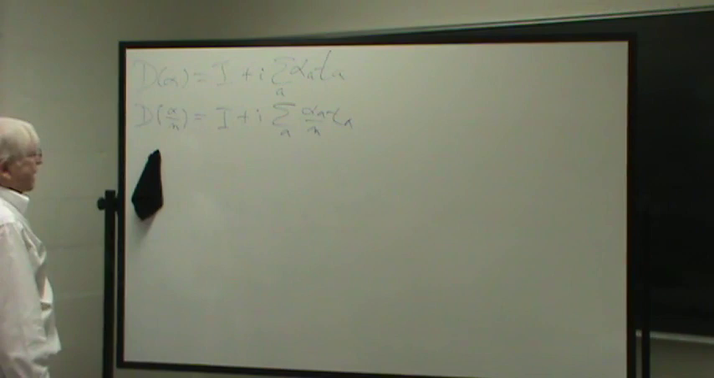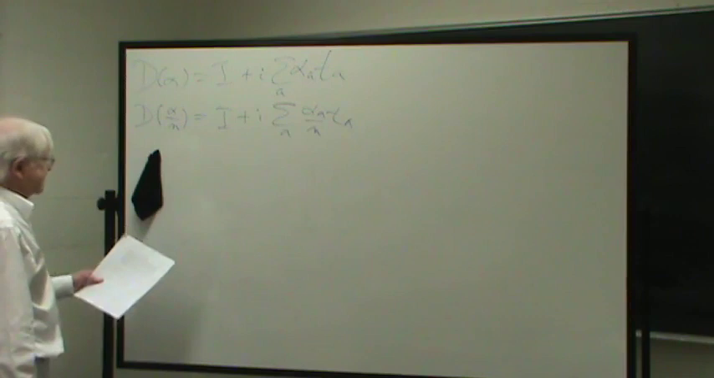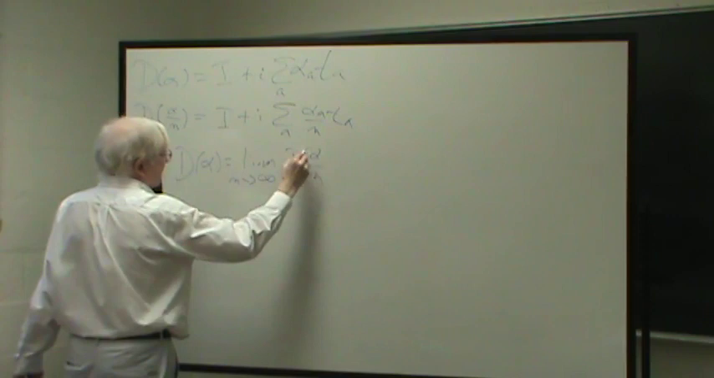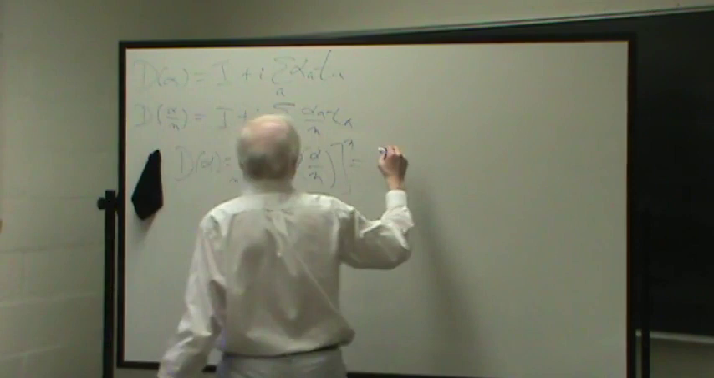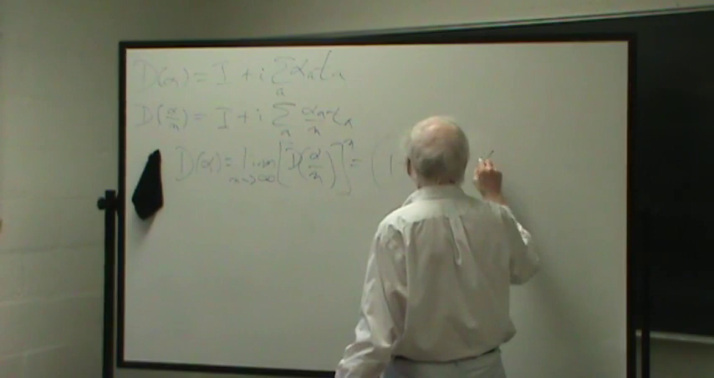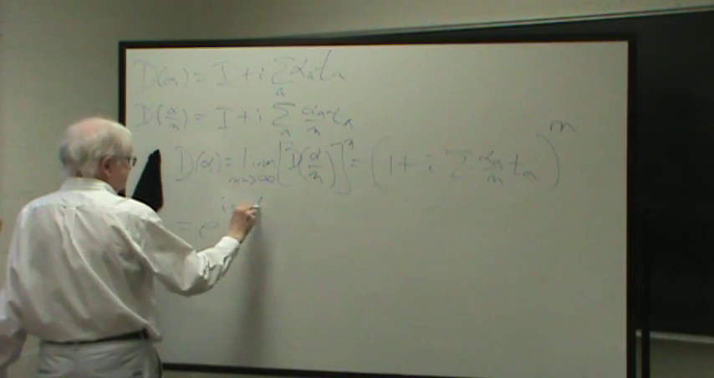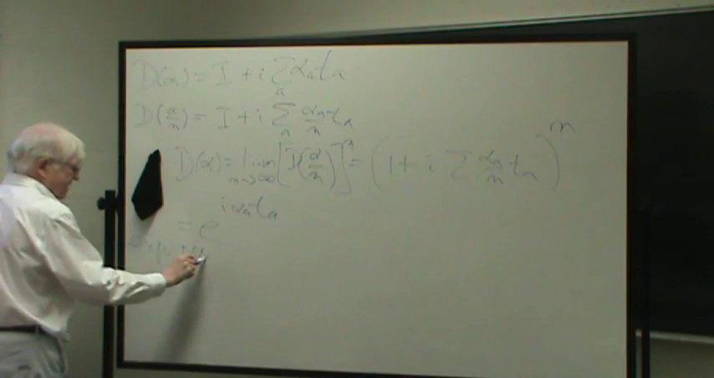Exponentiate this. We can say D of alpha is the limit as n goes to infinity of D of alpha over n raised to the nth power, and so this is just 1 plus i sum alpha a over n T a, to the n. And this is just e to the i alpha a T a. So this is called the exponential representation, or the exponential parameterization.